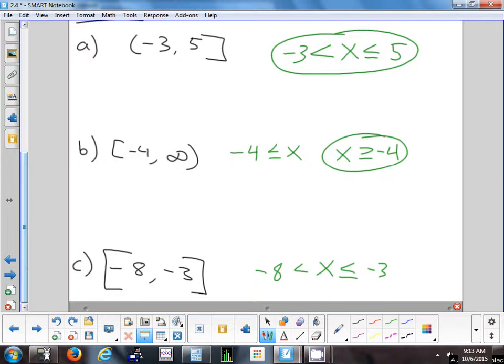Well, look at your inequality symbol. Then take a look at these symbols. Are these symbols the same? Yeah, so then these symbols should be the same. So it's just less than, not equal to.